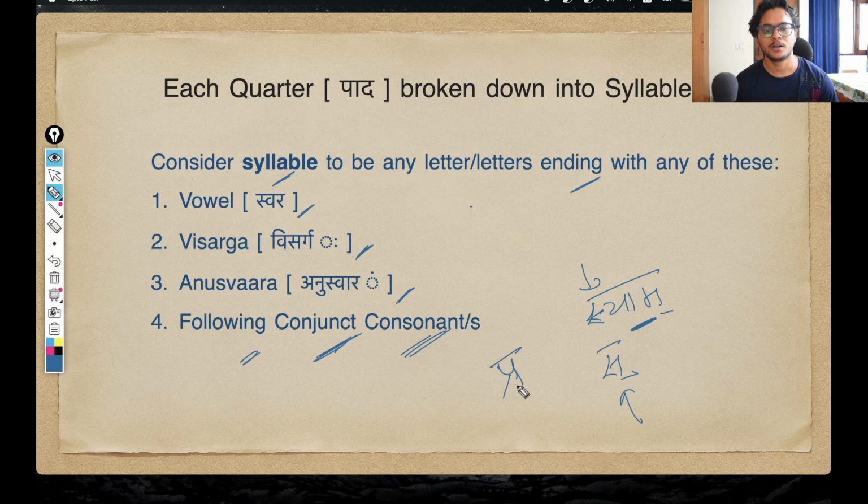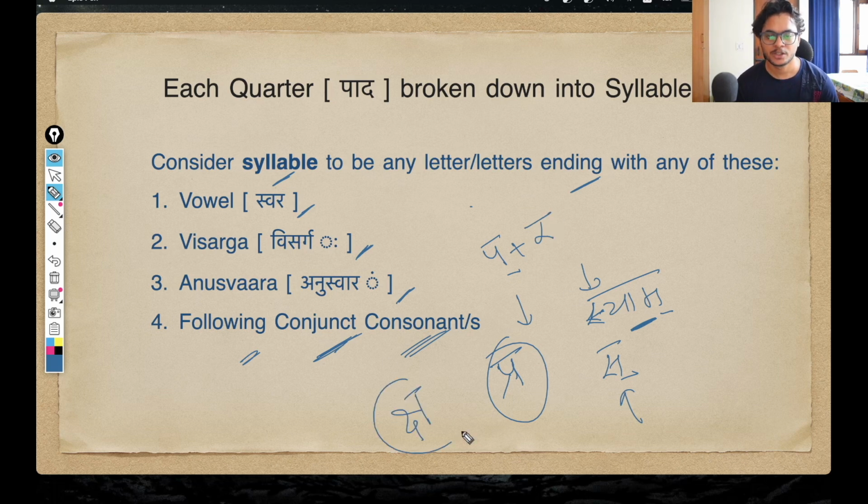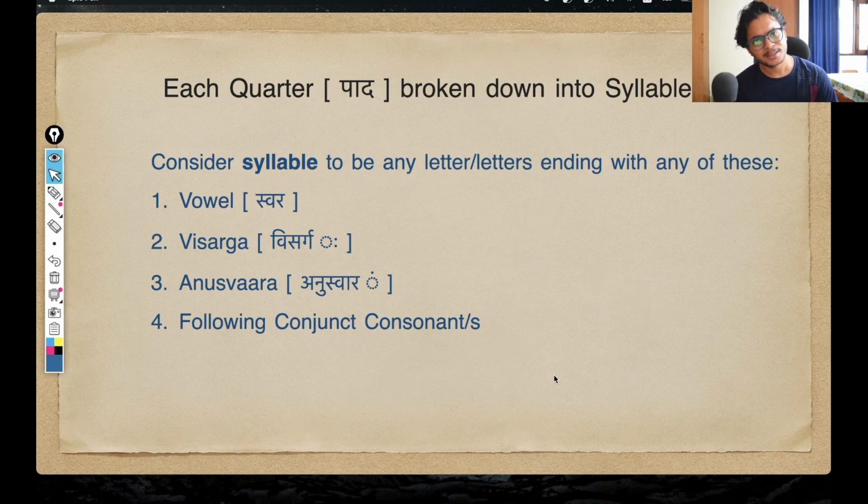Suppose you have this pra. This pra, if you remember, is a conjunct consonant in itself, because it is made by pa plus ra. So pra. Same thing goes for sha. This is also a conjunct consonant. So it is like ka plus sha. Right? Okay, so this is the guideline that is given.